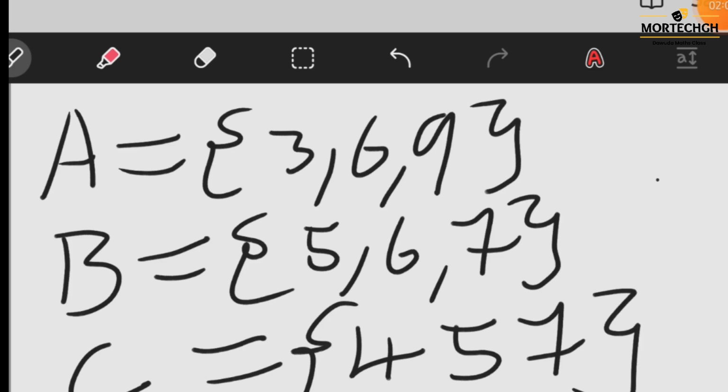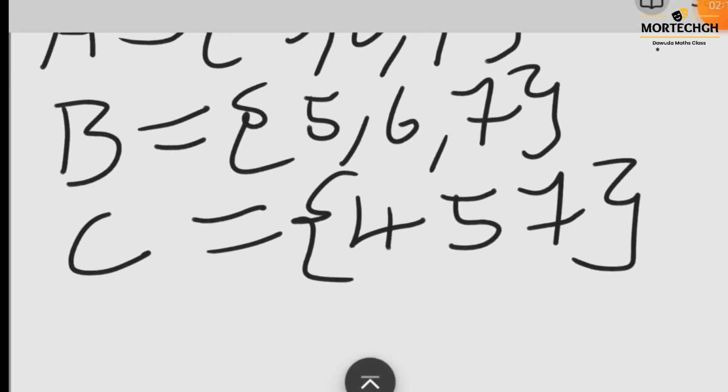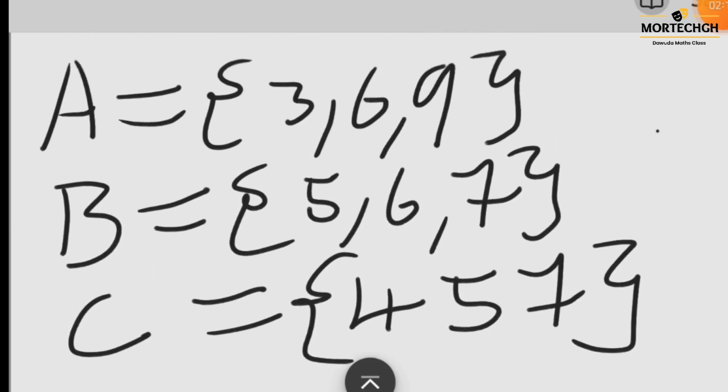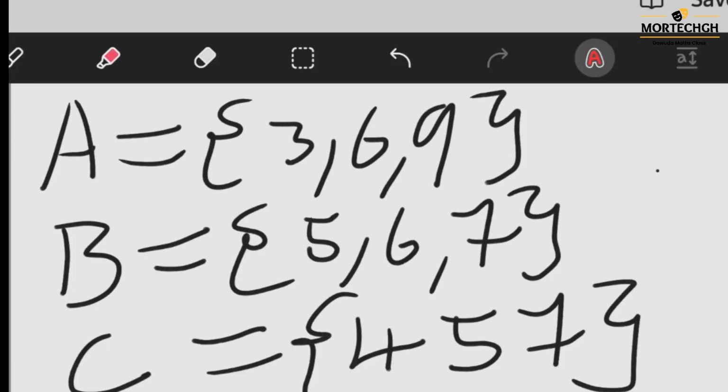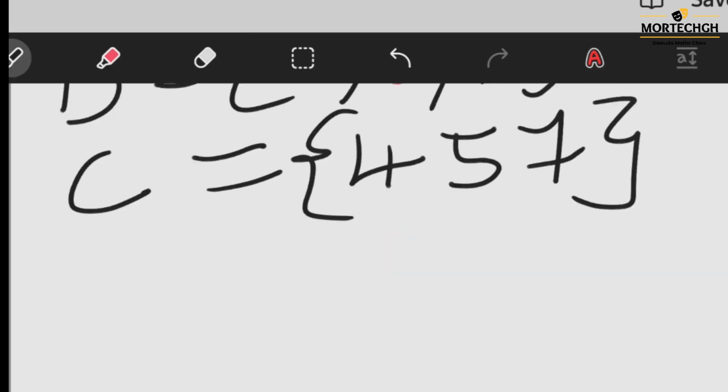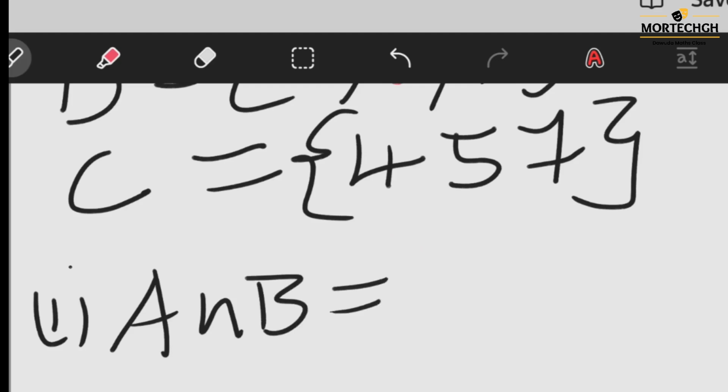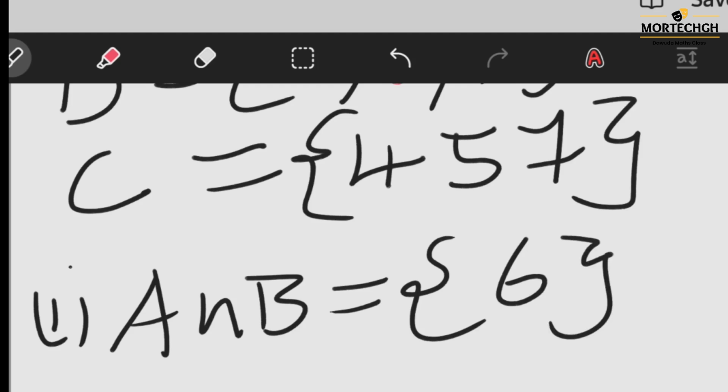And now you are asked to find (i) A intersection B. A intersection B simply means the elements that are common between set A and set B. So if you consider set A and set B, what are the elements that are common between them? You realize that with set A, we have 6 here, and set B, we have 6 there. So this 6 is common between the two sets. So A intersection B is equal to a set having 6 as an element. It is the element that is common between the two sets.